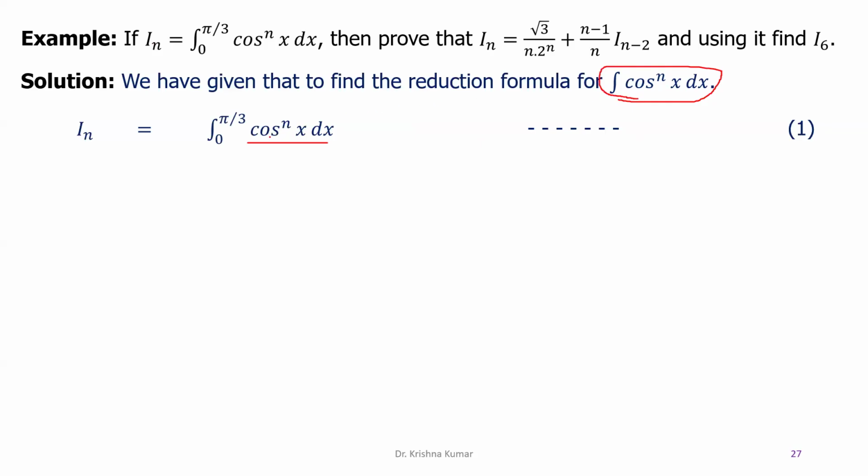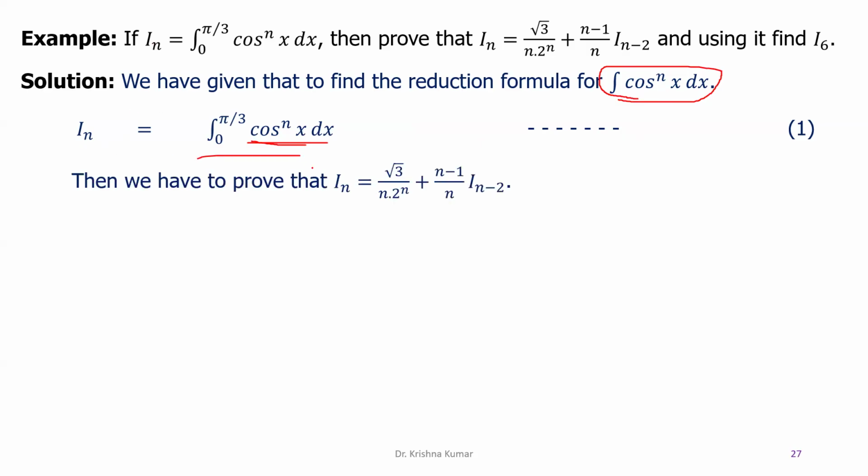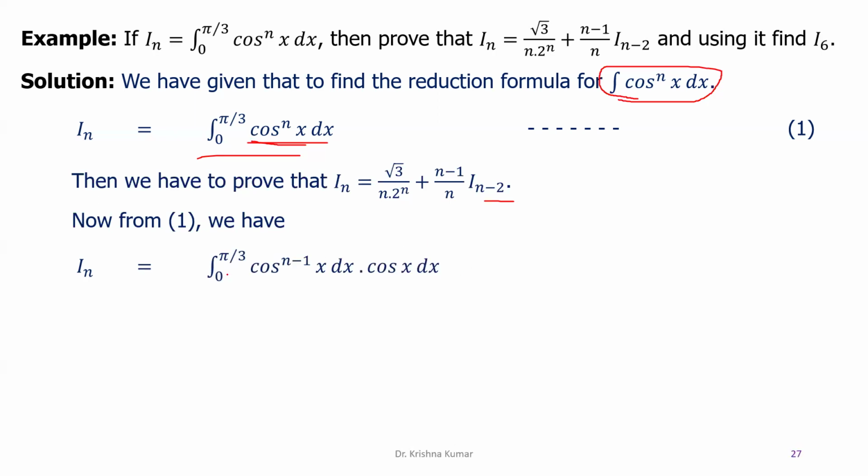For this purpose, we have to break cos to the power n x into two parts, cos to the power n minus 1 x and cos x. So now if I_n is equal to this, then we have to prove that I_n is equal to root 3 upon n into 2 to the power n, plus (n minus 1) upon n into I_(n minus 2). Now from 1, we have I_n equal to the integration of cos to the power n x dx under the limit of 0 to pi by 3.